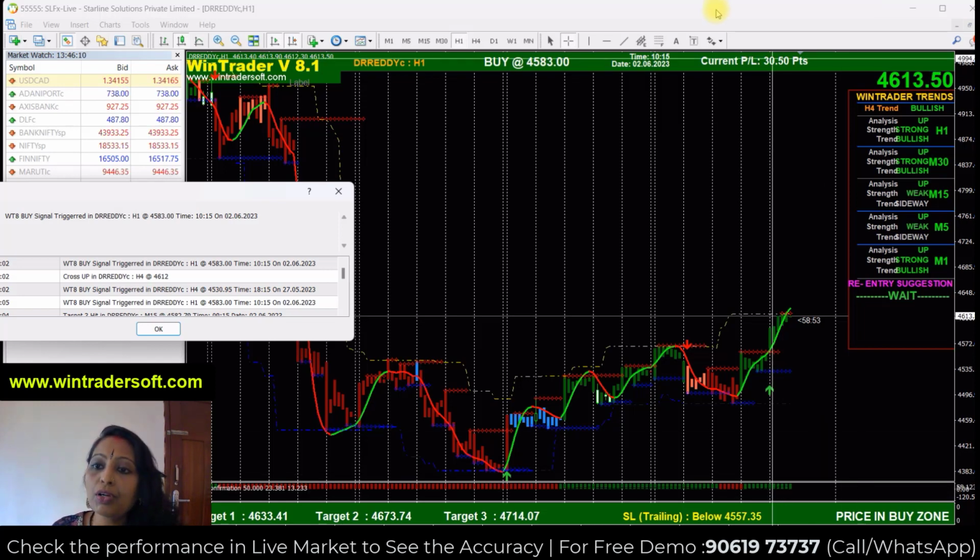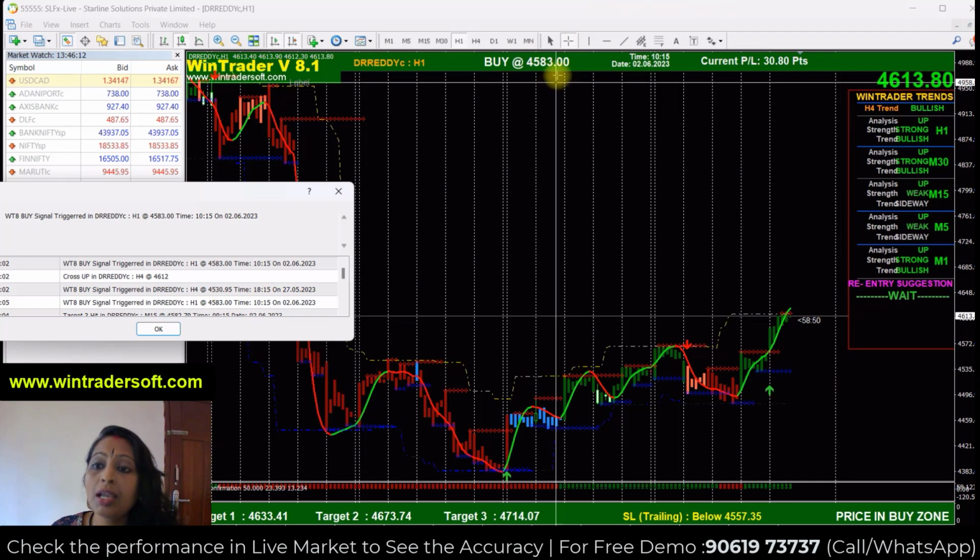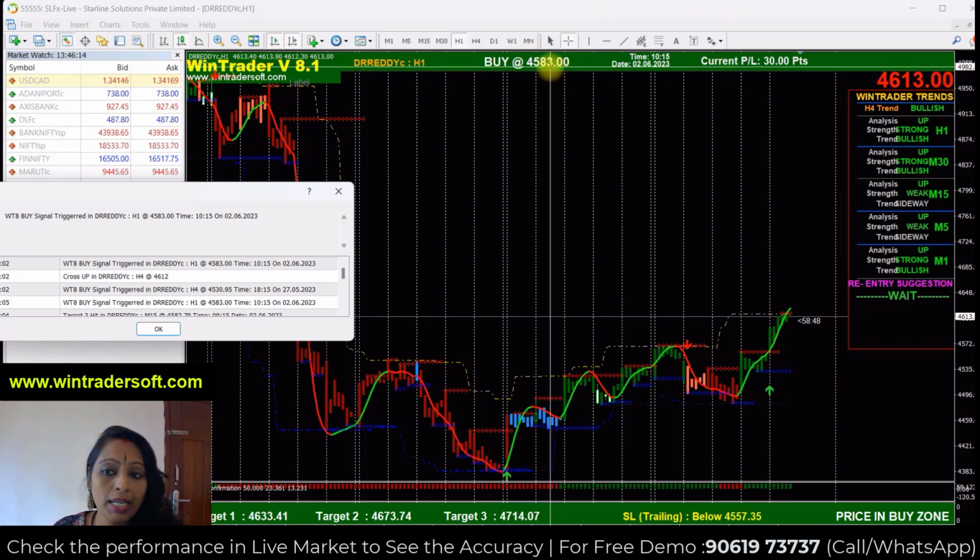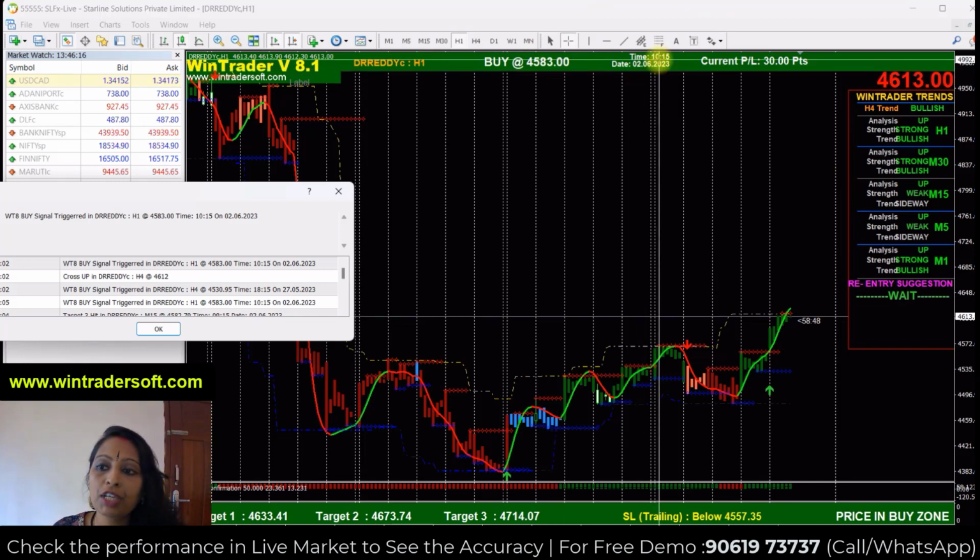And currently we got a buy. Actually, we got a buy today at 4,583, and the time is 10:50. Currently we are in profit of 30 points, and our first target has not come yet. The first target is 4,633, and currently the market is 4,630.